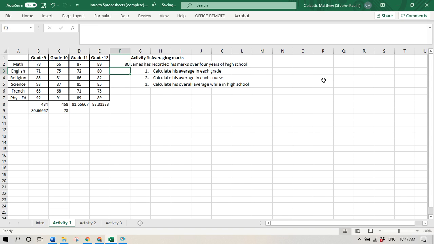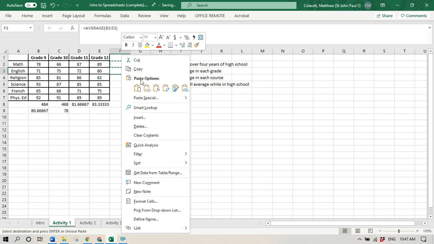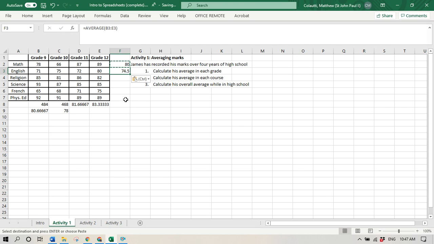Now, watch how spreadsheets can be super powerful. For English, instead of typing all that out again, I'm just going to go up and copy this formula down and put it in this next cell. So I'm going to press Control C to copy it. I'm going to select here below, and press Control V to paste it. I think you can also right click and just go paste. So all of a sudden, wow, I've got 74.5.